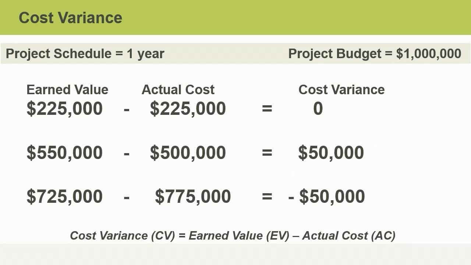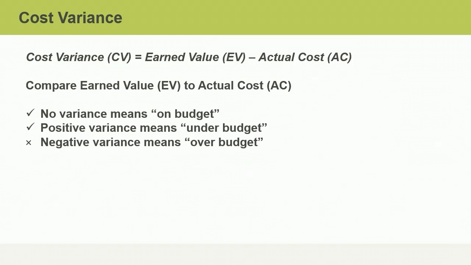In this case, you have created $50,000 more in value than it cost to do the work. Does this mean you are under budget, right on track, or over budget? Pause now if you'd like to think about the answer, then resume. If you said that you are under budget, that's right. When discussing cost variance, a positive variance means your project is under budget, a negative variance means your project is over budget, and no variance means you are right on budget.